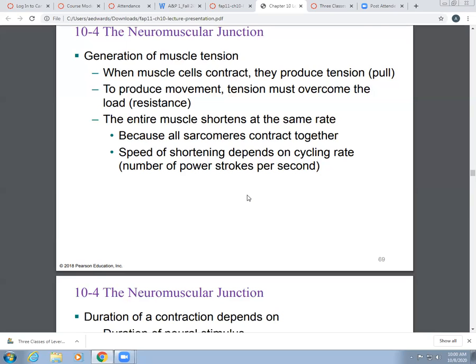So the entire muscle is going to shorten at the same rate. Why? Because all the sarcomeres are shortening together. And how fast that shortening takes place depends on what we call the cycling rate. And that just means how many power strokes you get per second, how many times those myosin heads get moved.